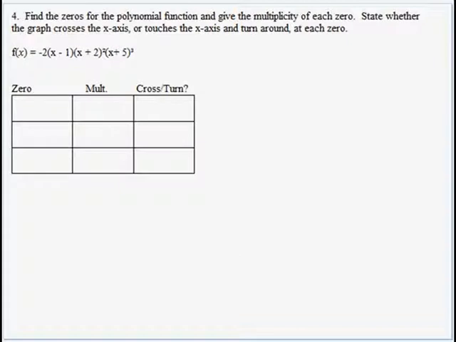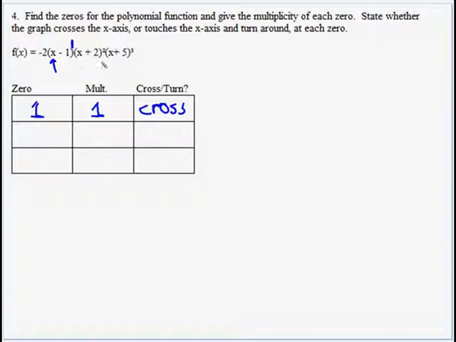Number 4, now we're getting into more of the section 3.2 stuff, zeros and multiplicities. Find the zeros for this polynomial function, give the multiplicity of each, and state whether you cross the axis or touch and turn around at that zero. Well, let's see. If I set x minus 1 equal to 0, I'd add 1 to each side and get a 1. That zero is to the first power, multiplicity 1, and that means we cross the x-axis.